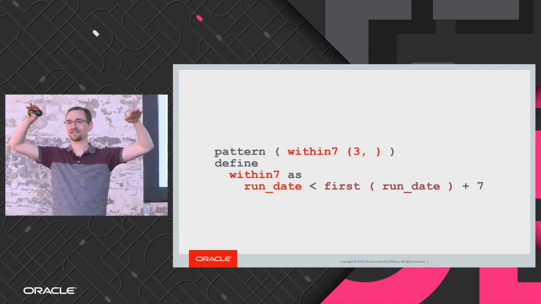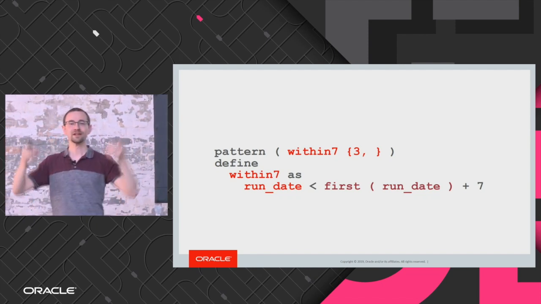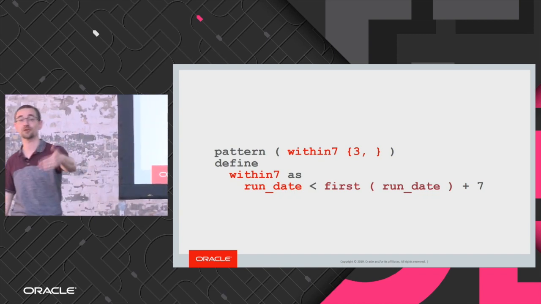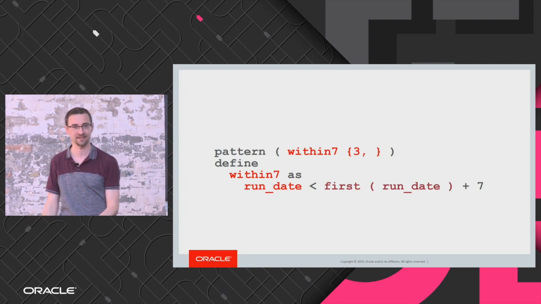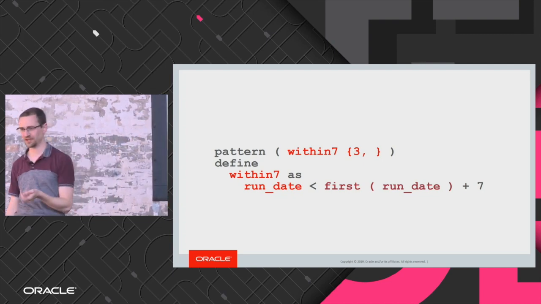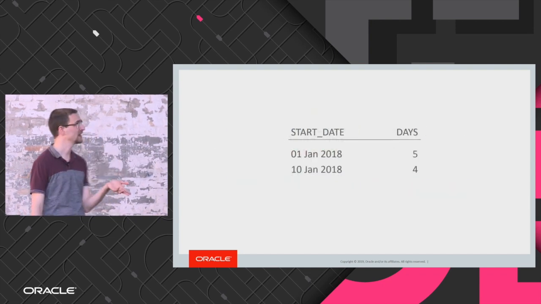Is something less than itself plus 7? Well, duh, right? That's always true. We've defined this pattern variable, so it's already always true for the first row we get in the data set. So you may not need that always true start. So we do that, we get our within 7, finish off the query, and we get some output that looks a bit like this.